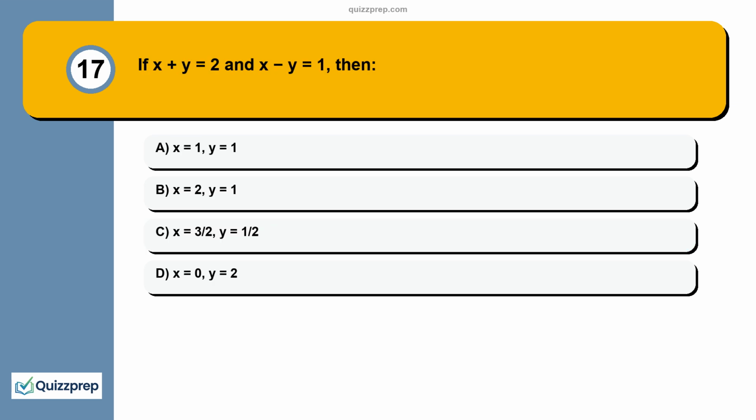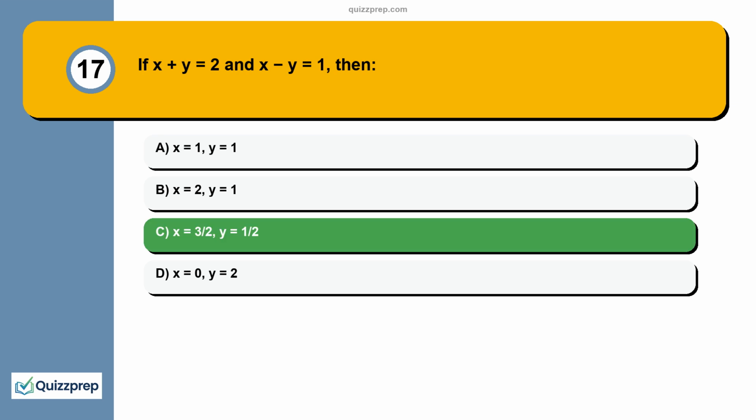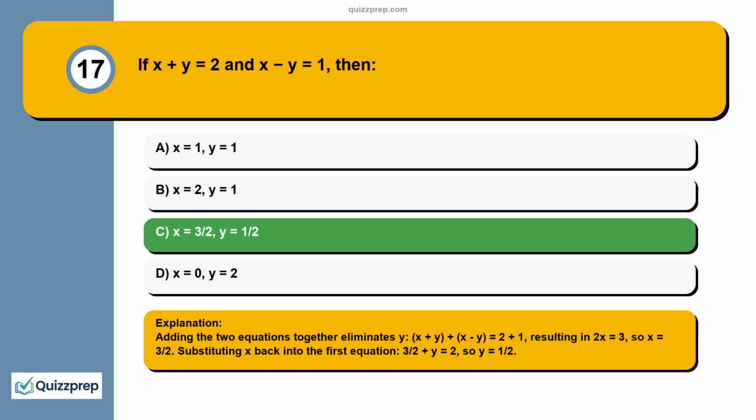Question 17. If x plus y equals 2 and x minus y equals 1, then which is correct? x equals 1, y equals 1; x equals 2, y equals 1; x equals 3/2, y equals 1/2; x equals 0, y equals 2. Adding the two equations together eliminates y: x plus y plus x minus y equals 2 plus 1, resulting in 2x equals 3, so x equals 3/2. Substituting x back into the first equation, 3/2 plus y equals 2, so y equals 1/2.